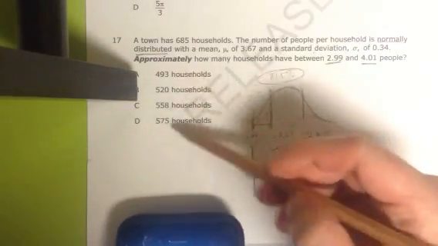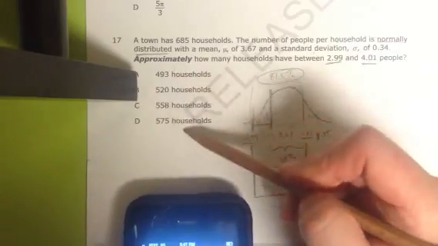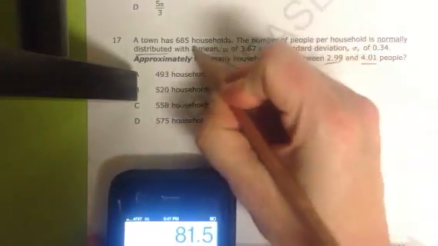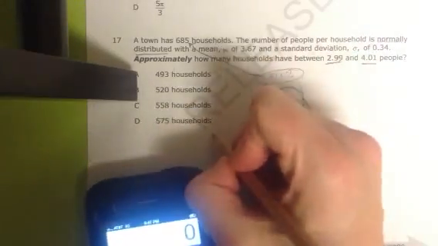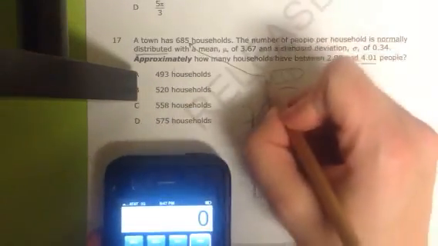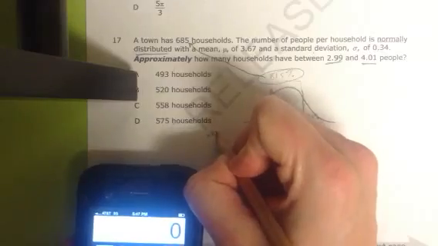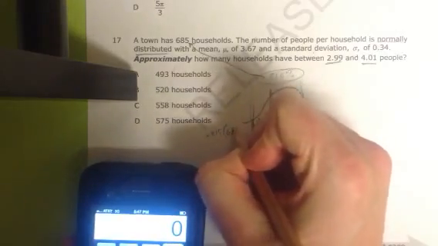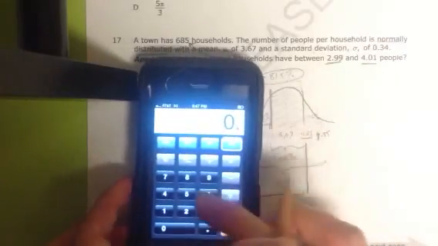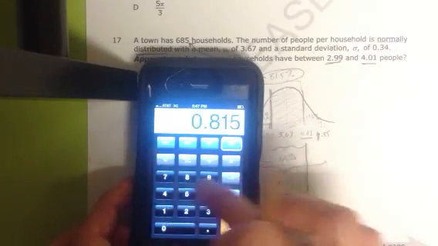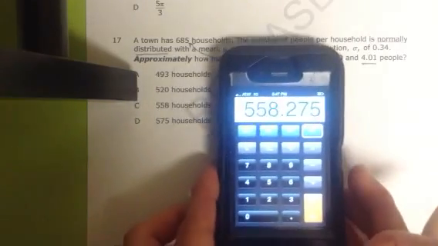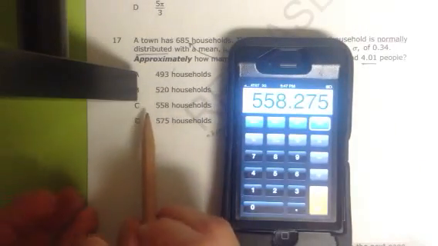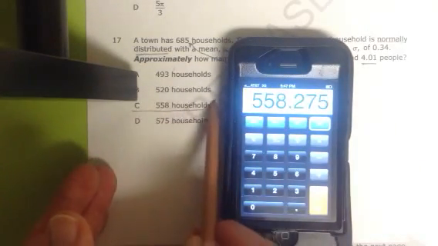Now, these aren't in percentages. This is in how many households. But we're saying 81.5% of the 685 households. So we change 81.5% to a decimal, that's 0.815 of the 685 households. You just do the multiplication. You change the percent to a decimal, 0.815 times 685 equals about 558 if you round to the nearest household.